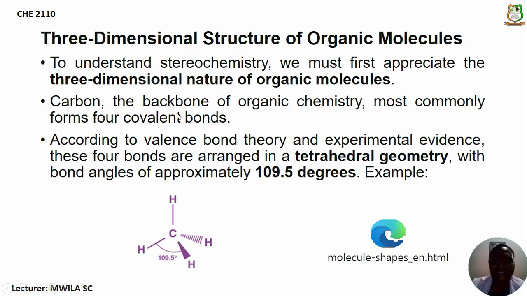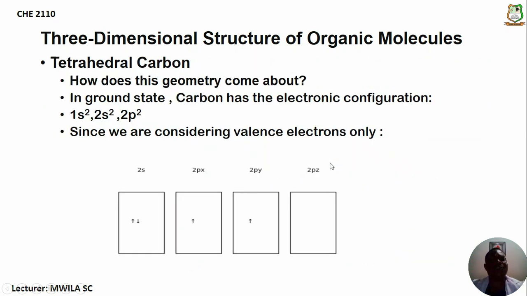Now, let's learn more about this tetrahedral geometry. How does it come about? How does this geometry come about? Yes, from first year, we learned that in the ground state, carbon has this electronic configuration where we have 1s2, 2s2, 2p2. Now, when it comes to bonding, we are considering only valence electrons like so.